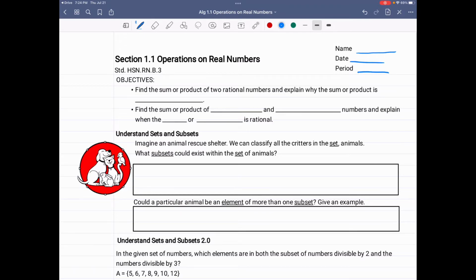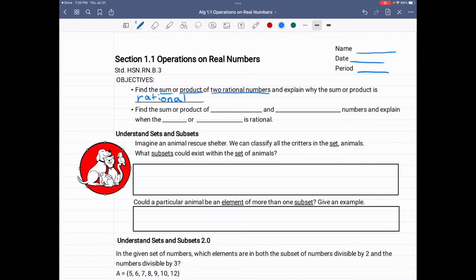The objectives are listed for today's lesson. Find the sum or product of two rational numbers and explain why the sum or product is rational. So if you add two rational numbers, like 2 plus 2, you are going to get a rational number. The sum will be rational. It'll be 4. To get the product of two rational numbers, let's say 5 times 3, you're going to get a rational number, 15. But if you have a number with pi in it, that's irrational.